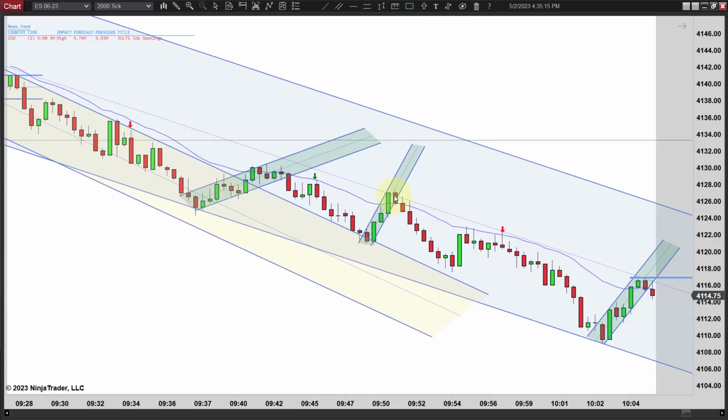And it corrects again. I didn't like this one because it's still inside the channel. Hopefully you get a break and maybe a push up. It doesn't happen. So once again, that probably would have been a great trade.